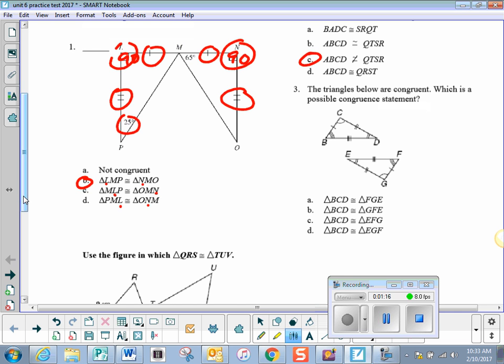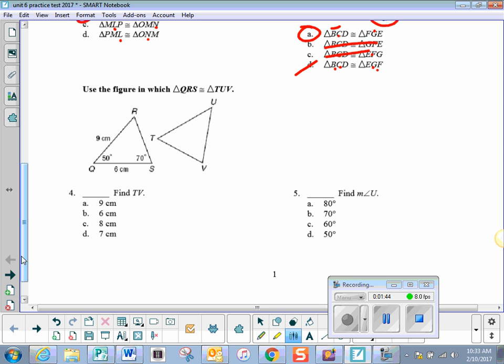Number three, the triangles below are congruent, which is a possible congruent statement. So what's congruent to C? G. So are C and G in the same place here? Yes. Here? No. Here? No. Here? Yes. Okay, so now I have to look at another letter. What's B congruent to? F. Are B and F in the same place here? No. So it must be A. Okay? Number four.